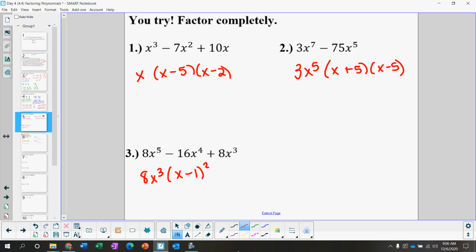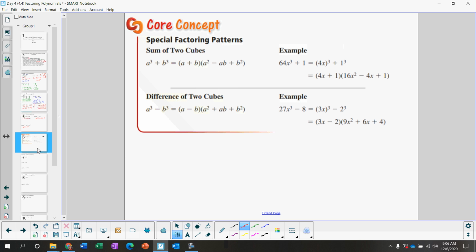All right, so go ahead, check those answers. All right, now we're going to get to some more special patterns, and we're going to get to the sum and difference of two cubes. So that's something being cubed plus something being cubed, or something being cubed minus something being cubed.